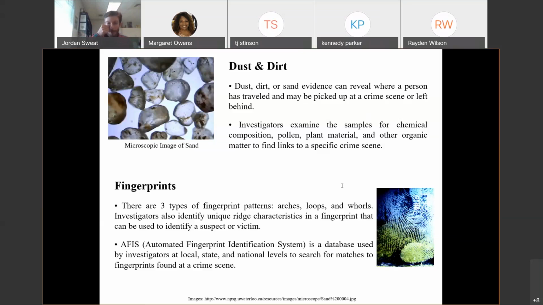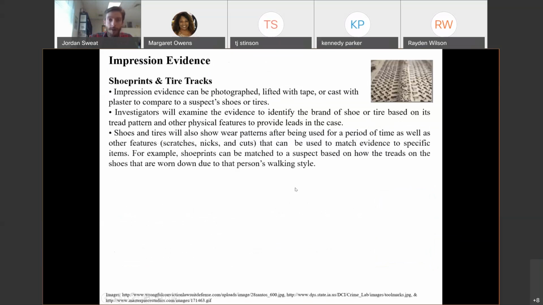Okay, so there's your notes for that. Make sure you have your note for dust and dirt and fingerprints. I'm going to go ahead and move on, but y'all make sure to write that down and actively listen while I start talking about the next subject.